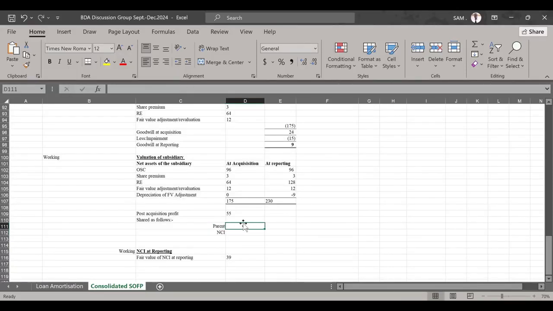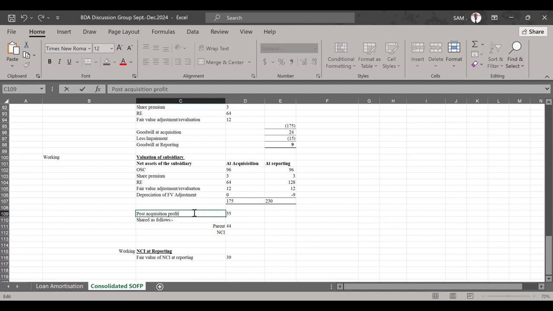Very easy. So the parent, we know the parent has 80% shareholding in this subsidiary. So we just take 80% of the 55 and we say the parent has 44 of this post-acquisition profit, which sometimes you can also call PAP. Good. And the NCI has the remaining.